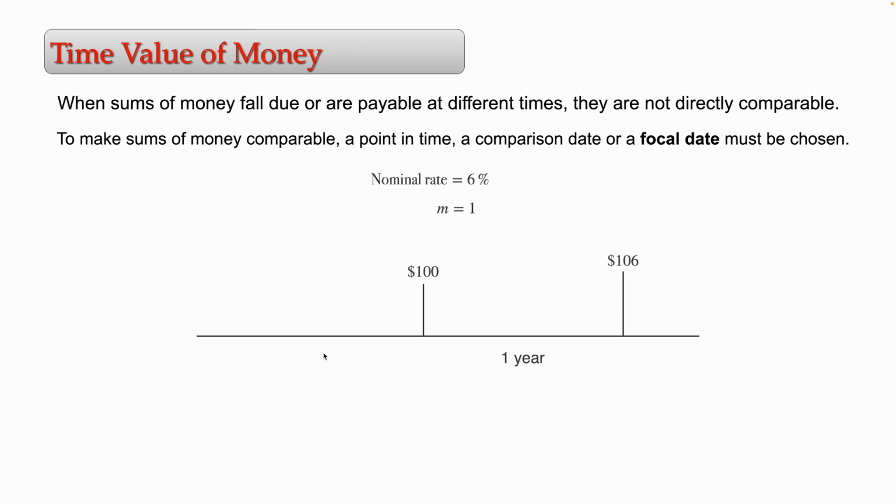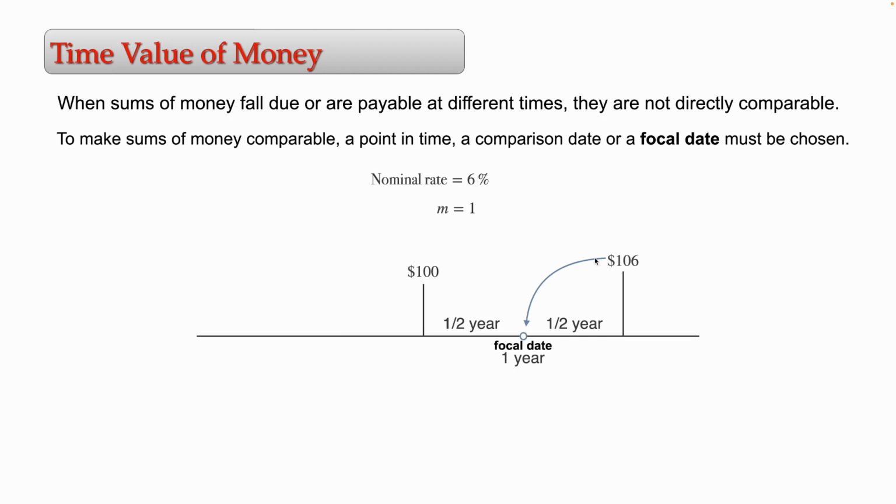For example, if instead of using this point, I use this point here in the middle, 1.5 years after this $100, this will be our focal date, and we compute the value of this. Obviously, if this is one half a year, the other part between this focal date and 106 will also be 1/2 of a year. So for computing the value of this 106 at that focal date, what we'll need to do is move backward in time.